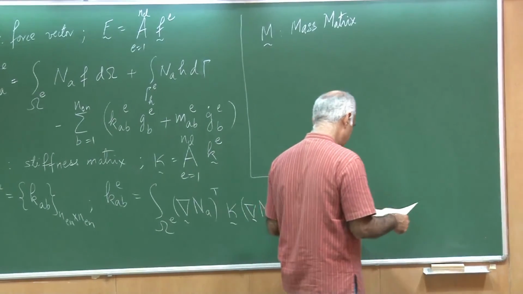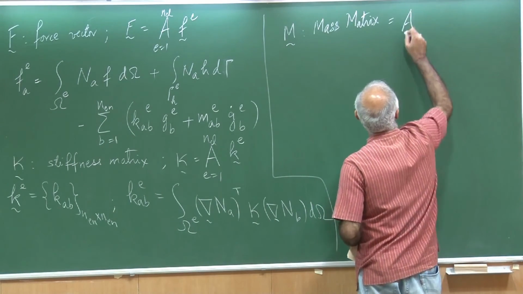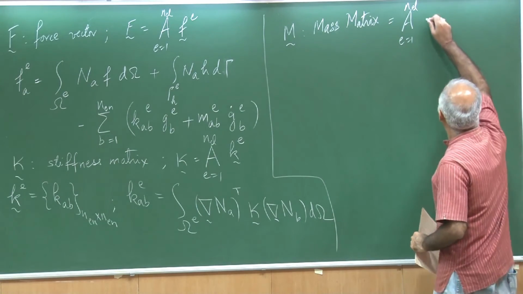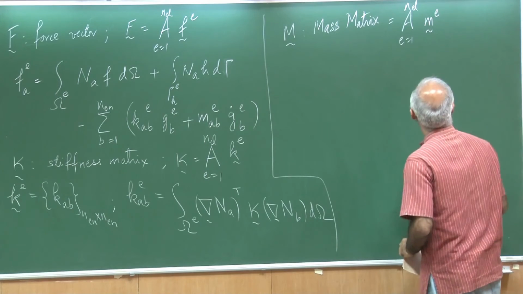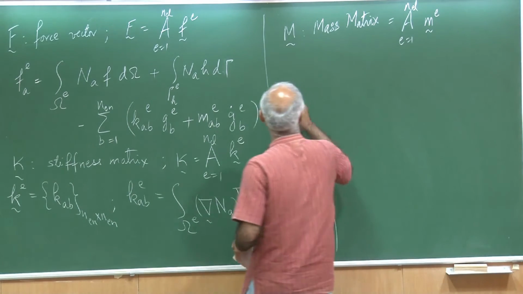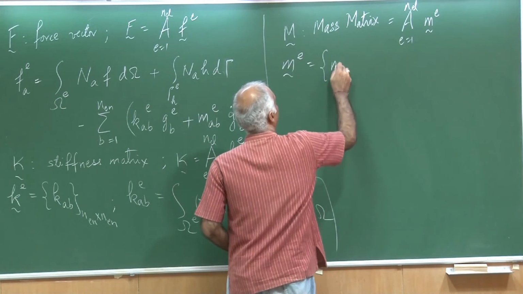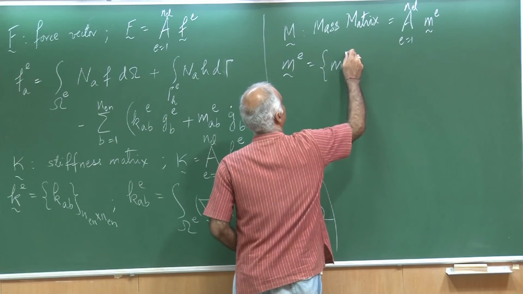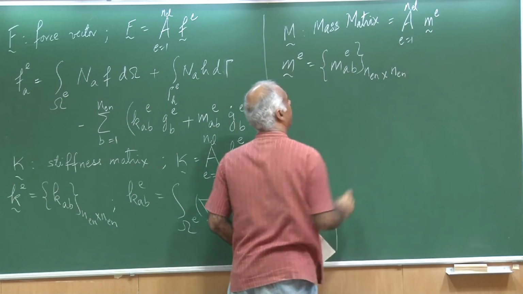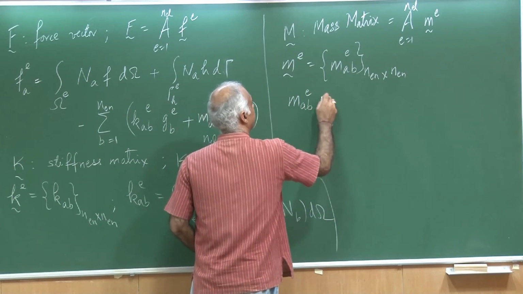This of course can be obtained as an assembly over e going from 1 through NEL of the element level mass matrix M^e. The element level mass matrix would have components M_ab^e, and this of course would be NEN by NEN, and let me write down for you what M_ab^e would be.